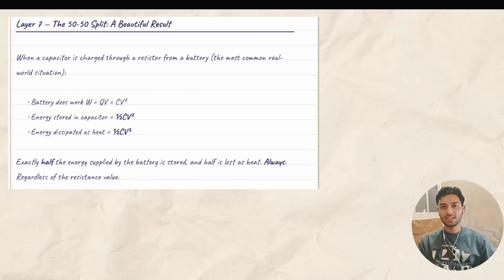The conservation of energy, perfect. So the level 7, this 50-50 split, a beautiful result. When a capacitor is charged through a resistor from a battery, the most common real world situation, the battery does work, W equals QV or CV square. Energy stored in the capacitor is half CV square. Energy dissipated as heat is half CV square. So exactly half the energy supplied by the battery is stored and half is lost as heat, always, regardless of the resistance value. So this is what we call the 50-50 split.